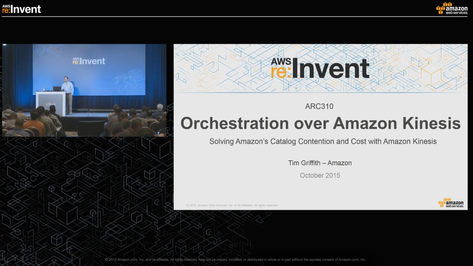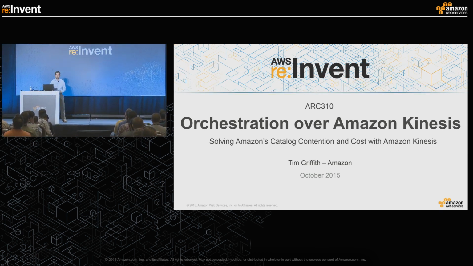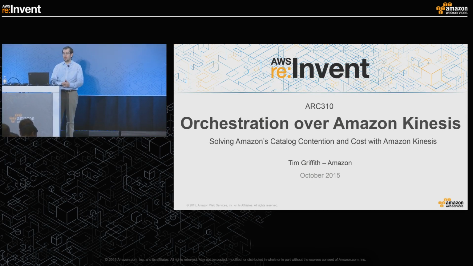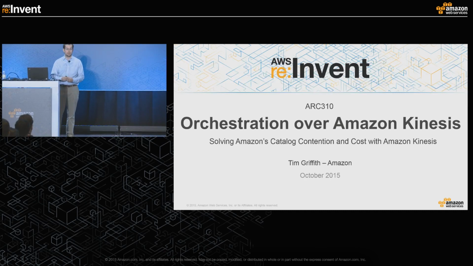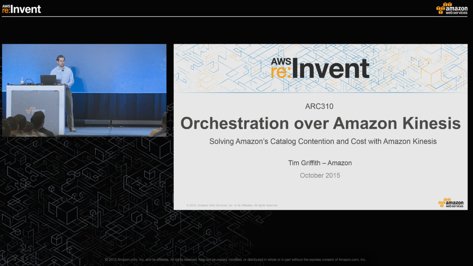I'm a principal engineer working for the Amazon retail business, rather than Amazon Web Services, based out of New York. And I'd like to talk to you today about how we changed the way that we worked in terms of our orchestration to solve two key problems that we had by using Amazon Kinesis.